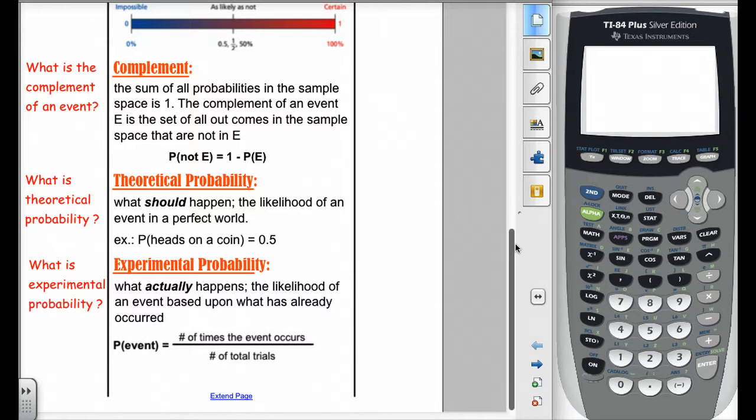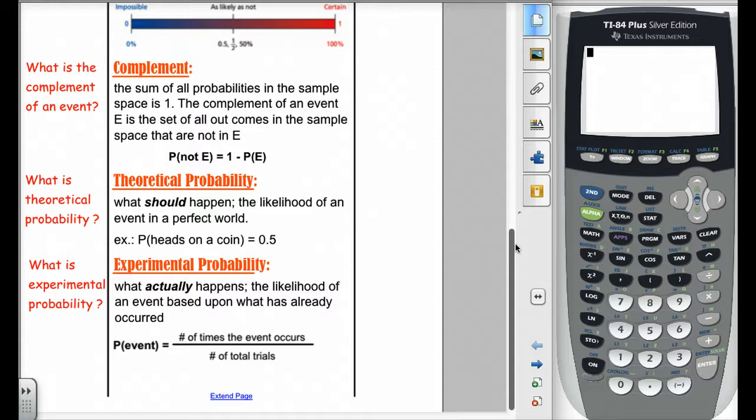It's the likelihood of an event based upon what has already occurred. So the number of times the event occurs over the total number of trials. One of the biggest things to make sure you're careful about when calculating experimental probability is this: if we say that Bobby makes 50 out of 75 free throws, and we ask what's the probability that he will make the next free throw, it is not 51 out of 76. We cannot predict the future, so we go based upon what we already have.